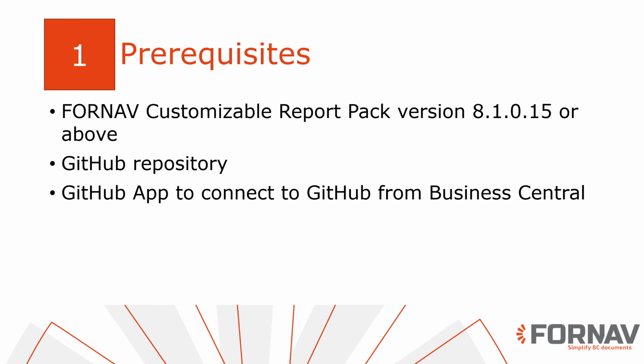Today I will be working in a Business Central on-premise server with the Business Central 2025 Wave 2 release. I have installed the ForNav customizable report pack and I've executed a step-by-step wizard from the assisted setup to get started. I have a repository on GitHub and I've set up a GitHub app so I can connect from Business Central. And of course everything I do today will also work on a cloud environment.